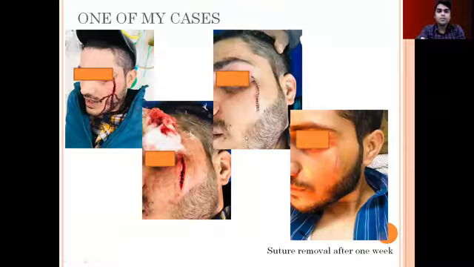This is one of the images of a case that I had taken care of in the casualty. This patient came with this type of defect. I had closed it in 2 layers using the simple interrupted suture. And finally, this image shows the healing after 7 days when we remove the suture material.